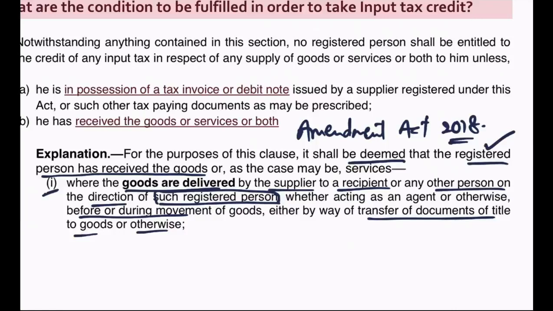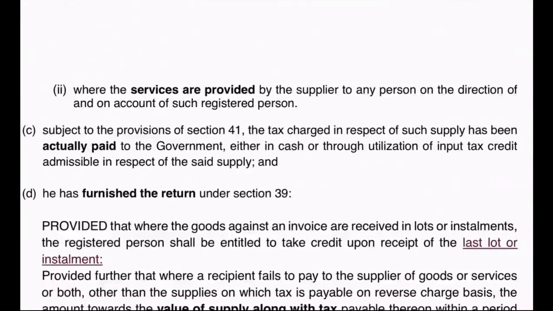Now just add below that point number 2, and that is where the services, so this is to be added, where the services are provided by the supplier to any person on the direction of or on account of such registered person. Okay, this part you add, where the services are provided. So earlier the explanation was only for goods, now it is amended and services are also included in that, right? Where services are provided by the supplier to any person on the direction of and on account of such registered person. Now what this explanation means, let us understand. This is a very simple explanation.